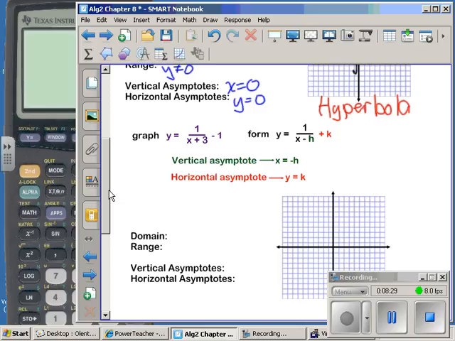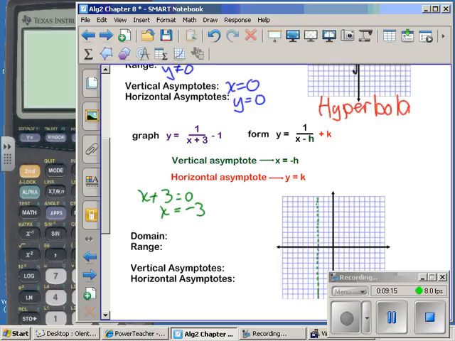So where's the vertical asymptote here? Negative 3. Yeah, it's negative h. H is 3, so negative 3, right? Another way you could always do it is anytime you set the bottom of your fraction equal to 0, it gives you the vertical asymptote. So x plus 3 is 0, so subtract 3 from both sides, x is negative 3. So either way, my vertical asymptote is at negative 3.